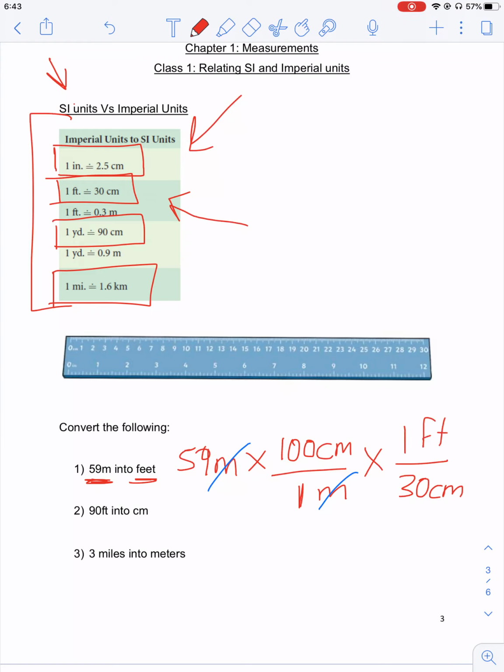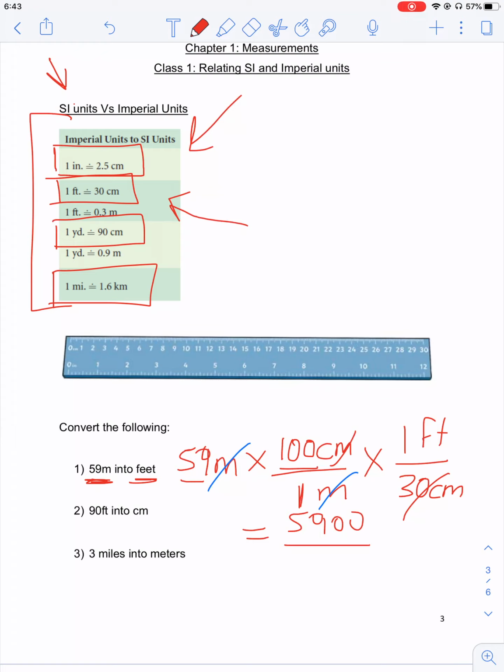And the reason why I put the centimeters at the bottom is because I want that centimeter to cancel with this one, okay? So that's why I put that at the bottom. So now let's multiply this out. So the centimeter and the centimeter will cancel, right? And then on top you have 59 times 100 times 1. So that's just 5,900, right? Because when you multiply by 100, you just have to add 2 zeros, but you can totally use your calculator.